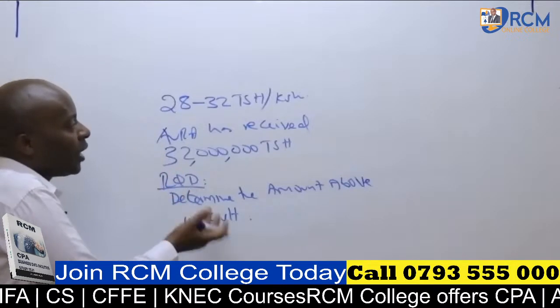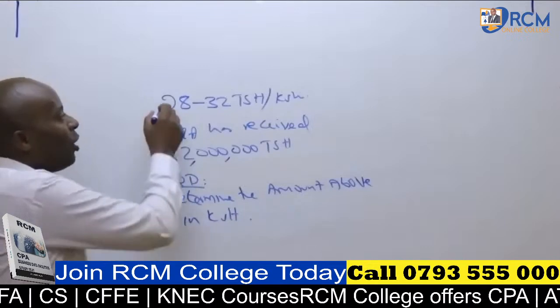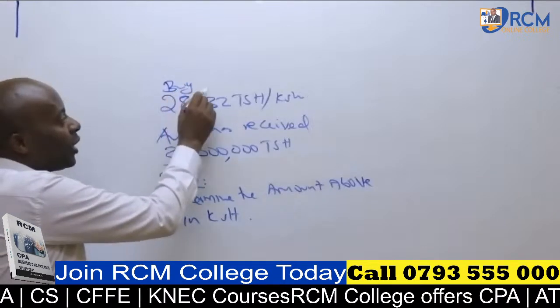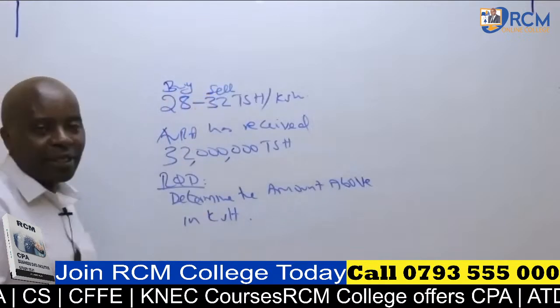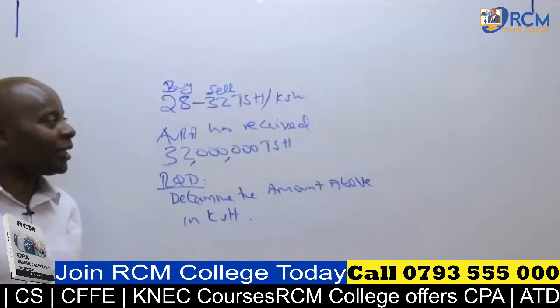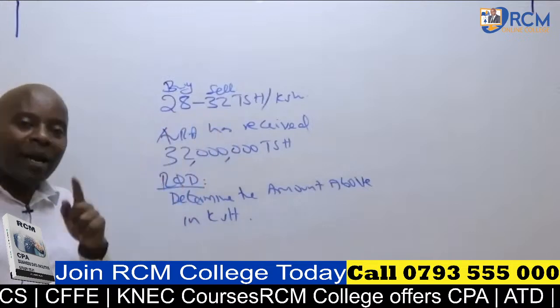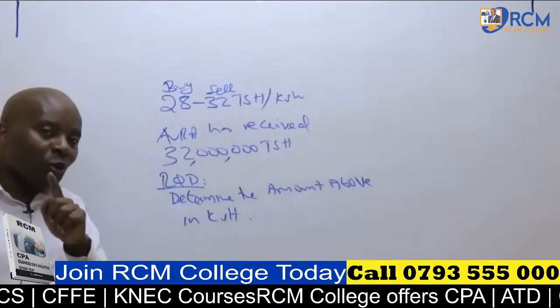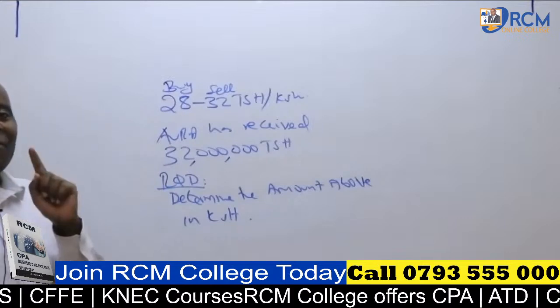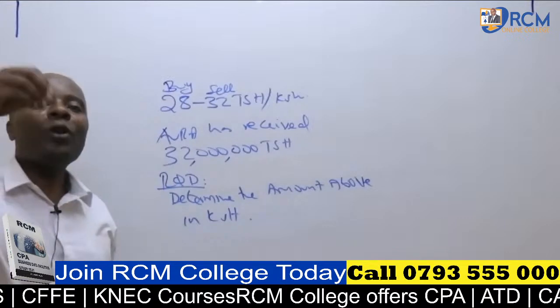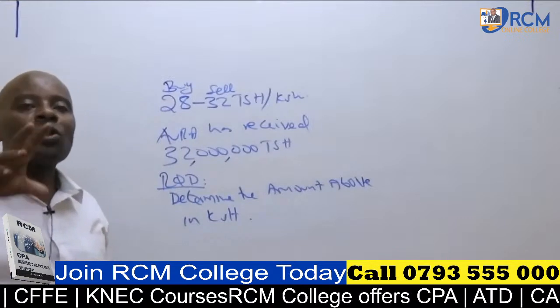It's like you're selling cows. For cows, you have to buy at a lower rate, and then you sell at a higher rate. If you do it this way, I was able to prove to you, the bank will make a loss. Why? Because the Tanzania shilling is a weaker currency in comparison to the Kenya shilling.